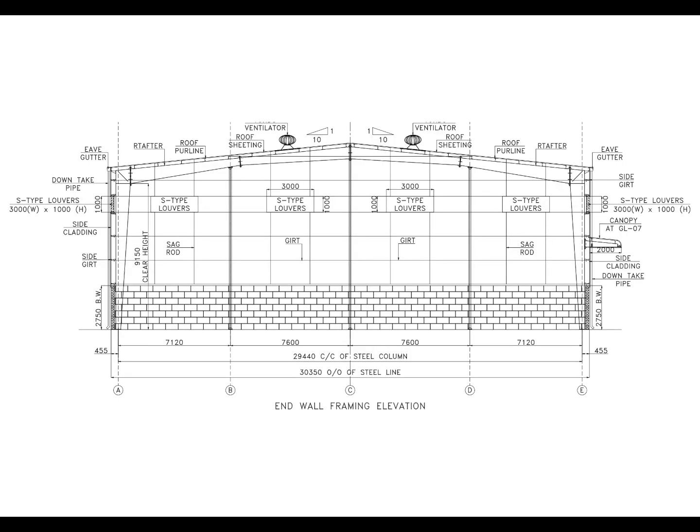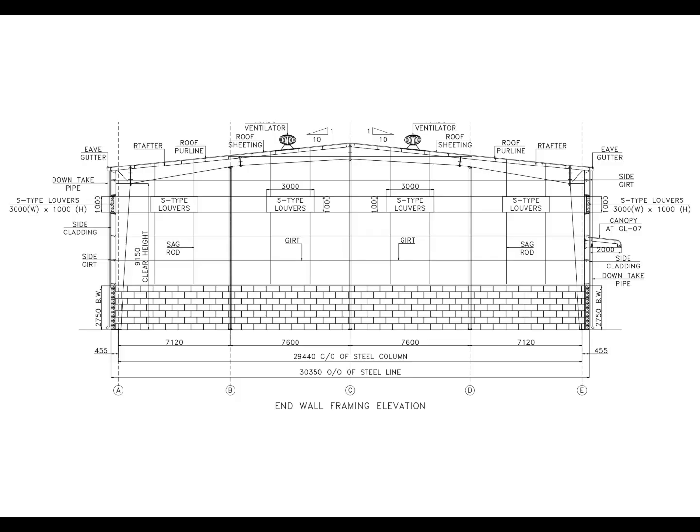Now let's look at the end wall framing elevation of our real PEB project. This drawing gives us a front elevation view of the building end wall, including the roof, rafters, roof purlins, side girts, louvers, cladding, and other framing components. And in this particular view, we can clearly identify an important secondary structural member called the sag rod.